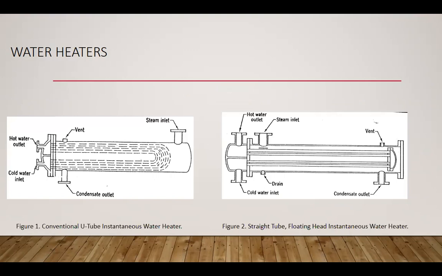So ito yung figure 1, the conventional U-tube instantaneous water heater. Direct siya. Steam inlet, condensate, tapos yung water mo taas. Hot water out. Ito naman yung straight tube. Hindi siya naka-U. Floating head. Yung head niyan, ka-float. Pasok dito, labas to.